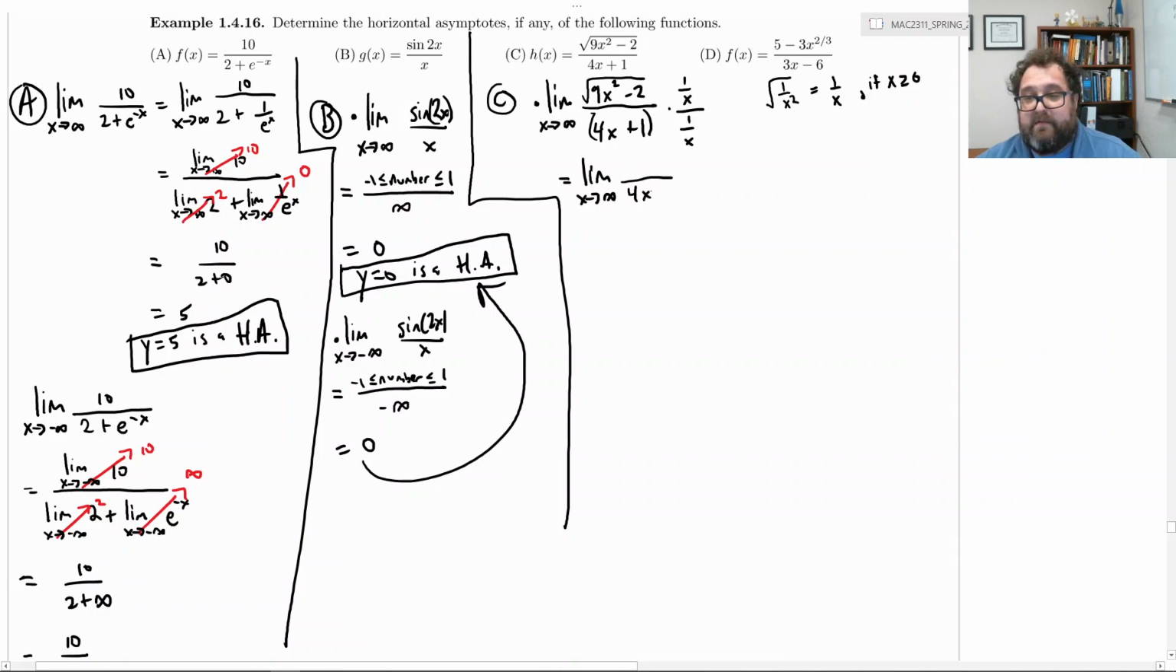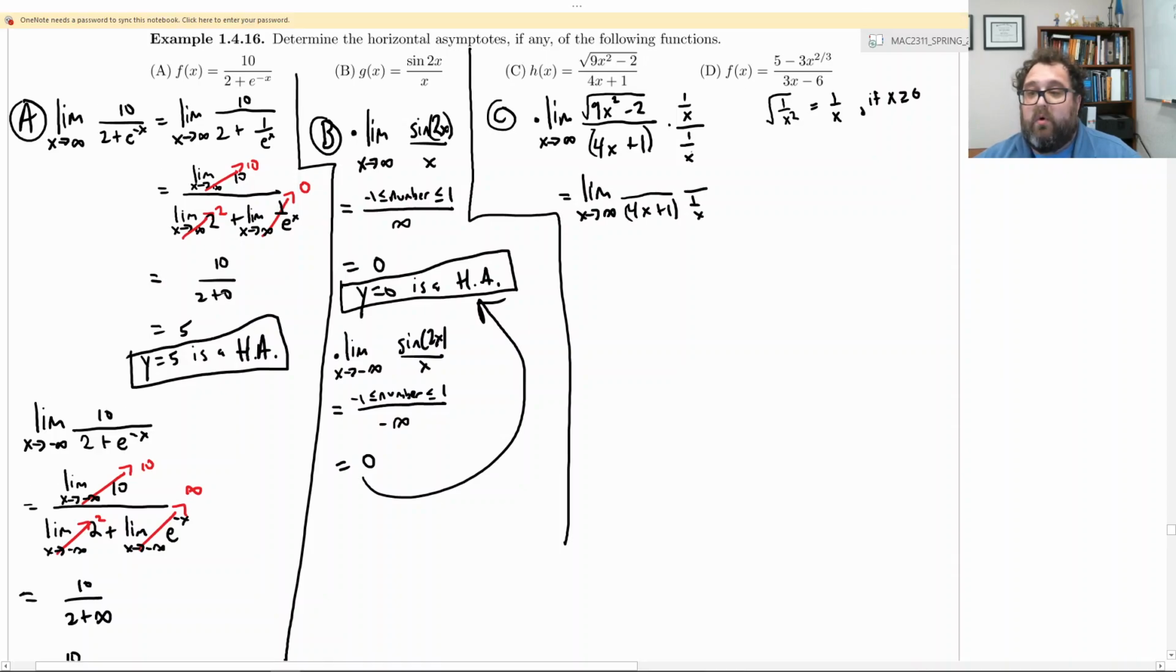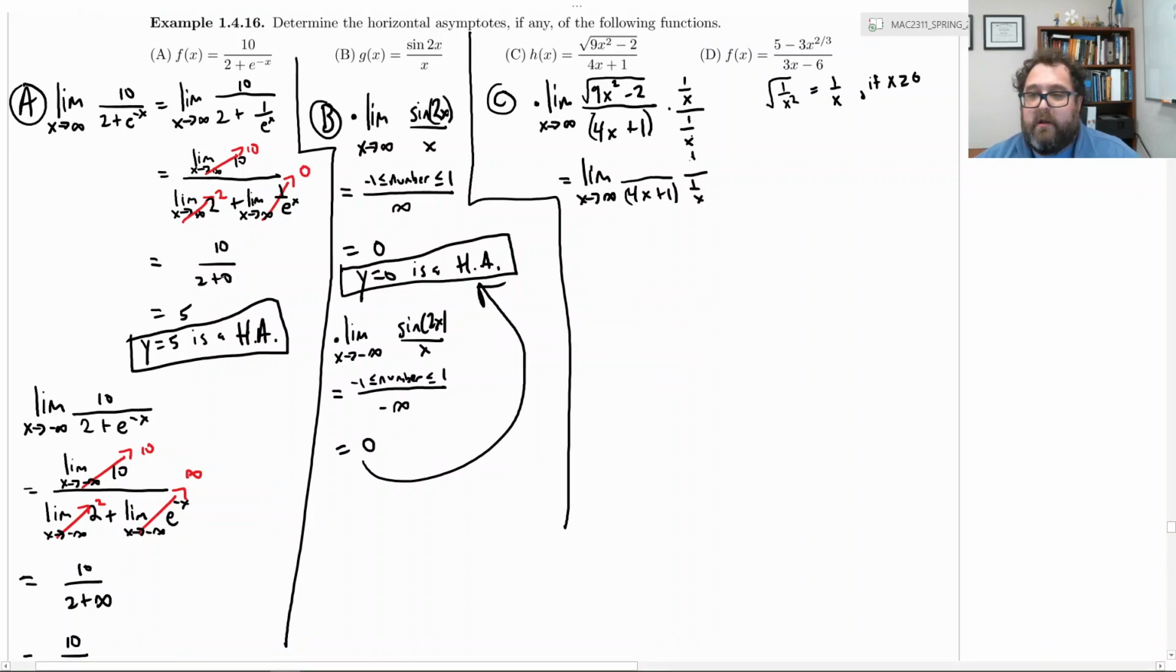Now on the bottom, we have 4x plus 1. We're going to multiply by 1 over x there. That's no problem at all. We're going to multiply by 1 by 1. Oh, I need more room. Sorry about that. Not enough room there.